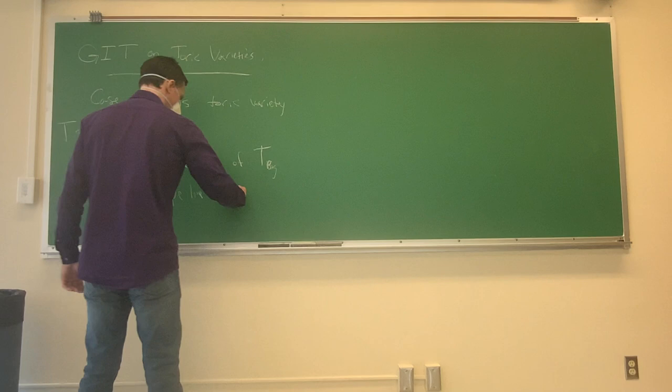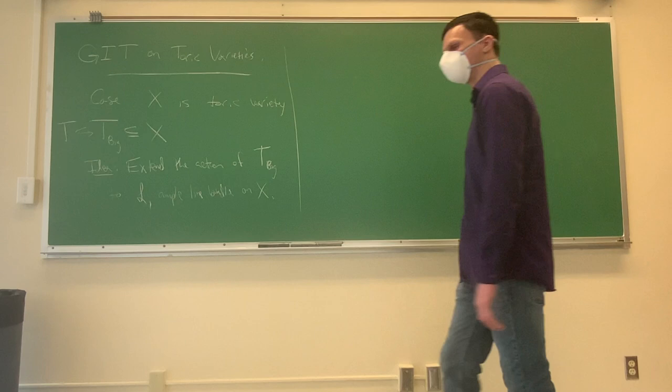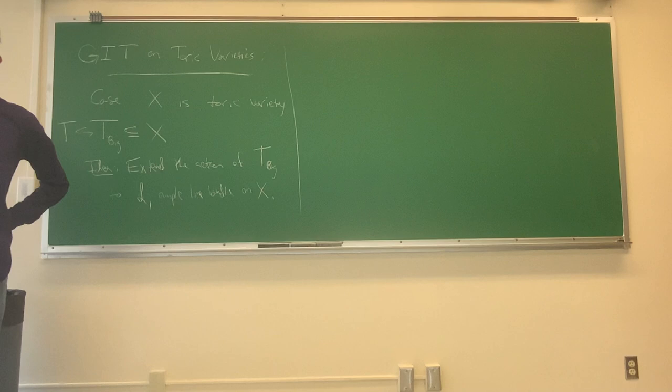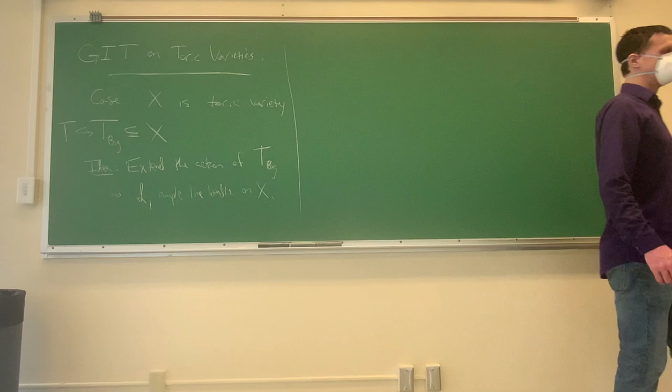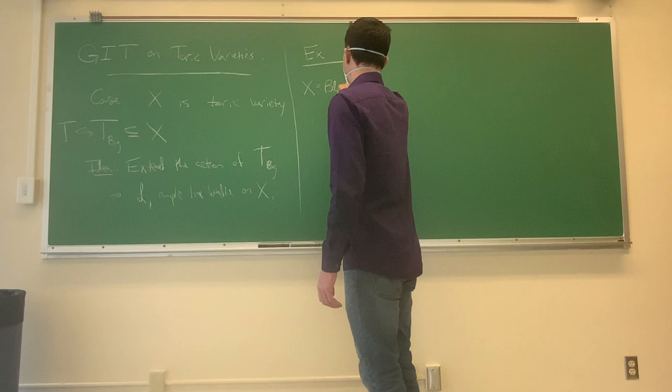Okay. So to understand this, let's just start with the divisor theory of toric varieties, and I'll illustrate this by means of a simple example. Let's see, maybe I'll do the blow up of P^2 at one point so that it's a little more interesting than just P^2. So as an example, if I take X equals the blow up of P^2 at a single point, then this toric variety comes from a fan.